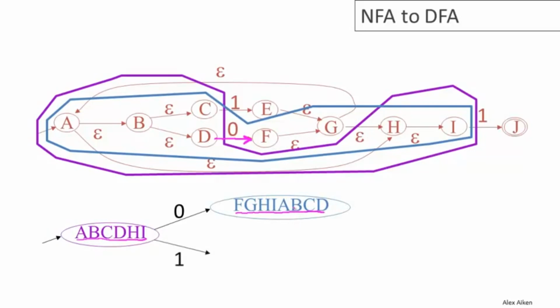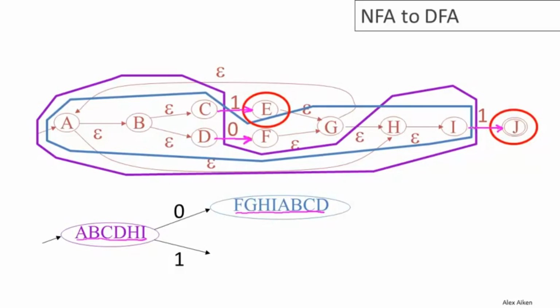Next, let's consider what happens from the start state on an input of 1. Which possible states can the NFA reach? And if we look at the transition function, we see there are two possible moves that the NFA could take. It could be in state C, in which case it would move to state E, or it could have been in state I, that's also part of the purple set, in which case it would move to state J. So there are two possible states that the NFA can get into as a result of reading a 1.